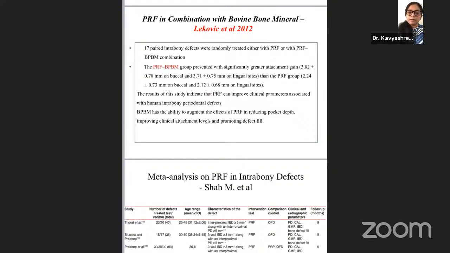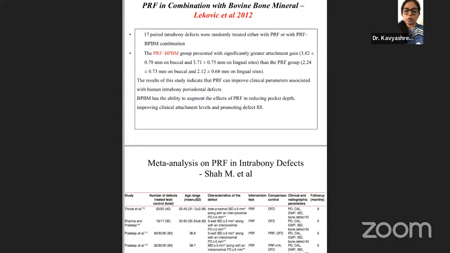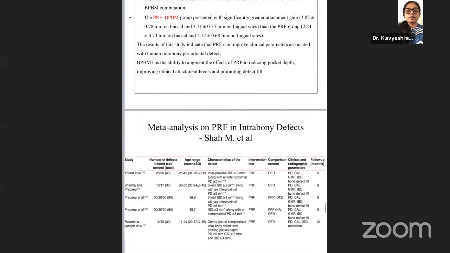And a study by Lekovic et al., he has done studies both on PRP and PRF. In his study, he combined PRF with bone material, and the result showed improved clinical parameters associated with infrabony defects. As you see, there is a gain in the clinical attachment of 3.82 mm, which is very great. So PRF has the ability to augment the effects of BPBM, that is bovine bone material, in reduced pockets, which improves the clinical attachment levels.